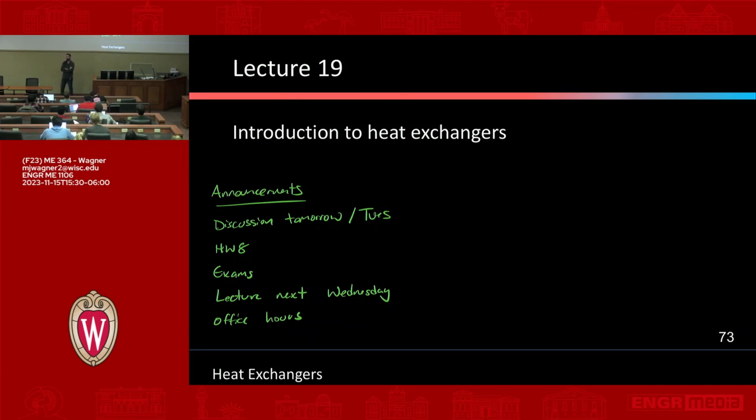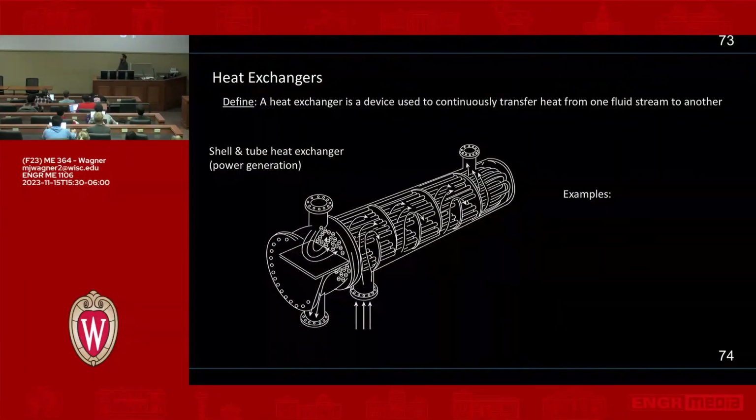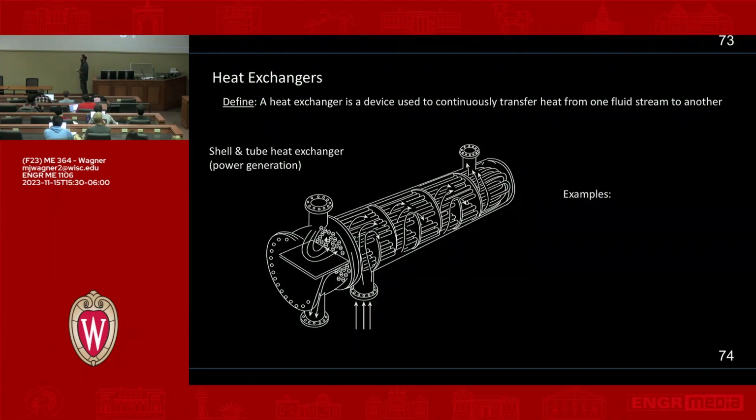This just gives you an idea of how they work and what the energy considerations are as part of this, how you go about analyzing them, but realize that there's kind of a lot more to it than necessarily what we're talking about here. All right, so let's maybe define a heat exchanger. A heat exchanger is a device that's used to continuously transfer heat from one fluid stream to another.